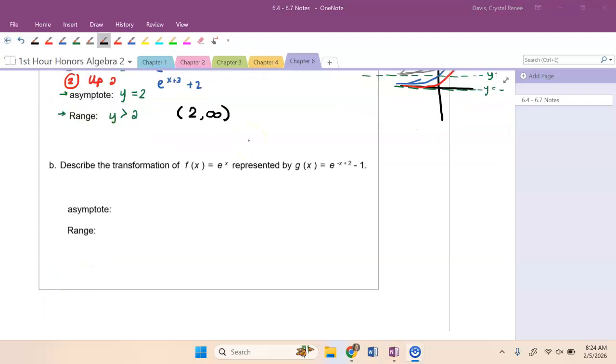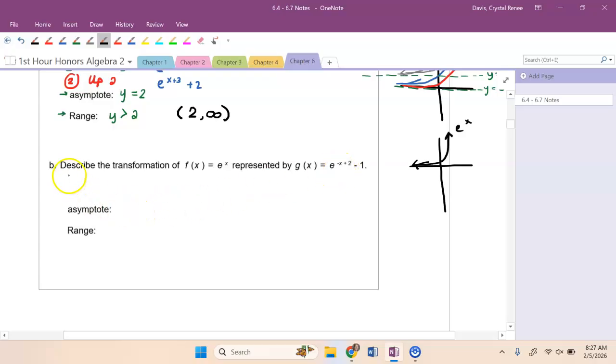All right, let's go ahead and do another example. Okay, so once again, we're going to start with e to the x, which is right here. Okay, so after I have my e to the x, I'm going to go ahead and look at the transformations and kind of sketch it as I go.